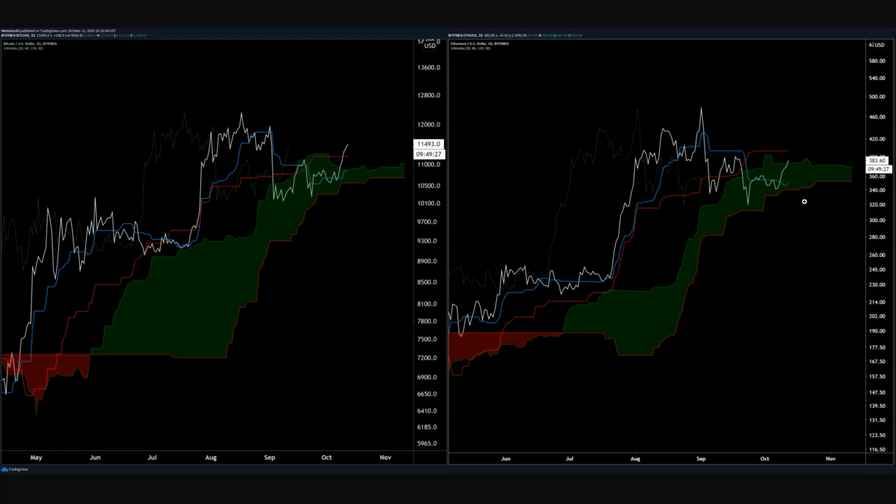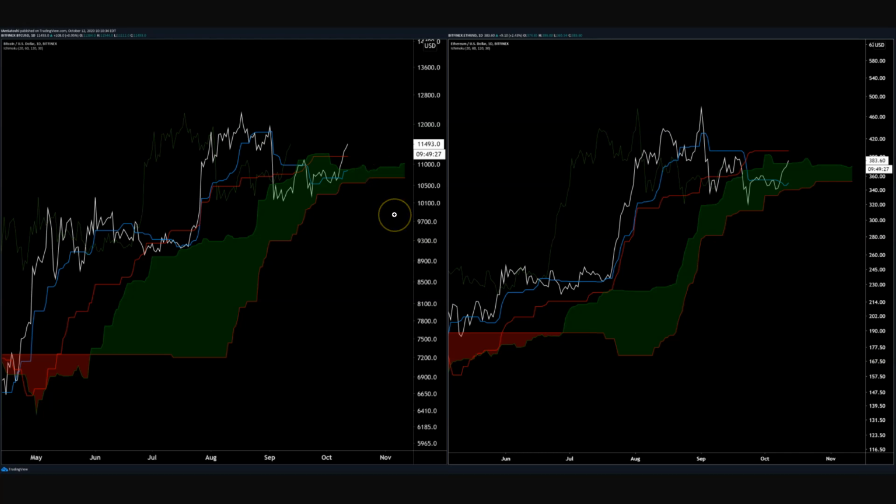So for both of these charts, the last thing you're waiting for is this bullish TK cross, which is the blue line over the red line, which you can think of as a 20 and a 60 moving average. It's not exactly the same, but the concept is similar. You want the fast moving average to be above the slow moving average.